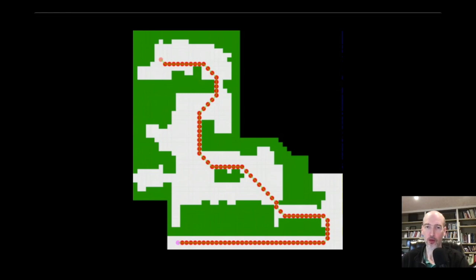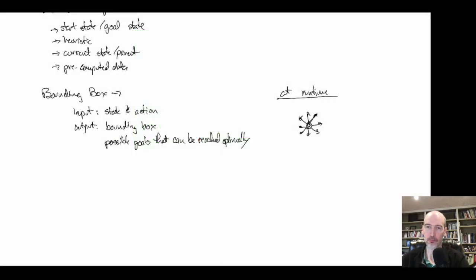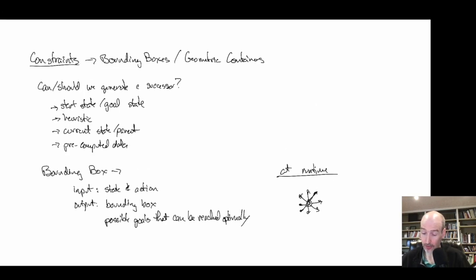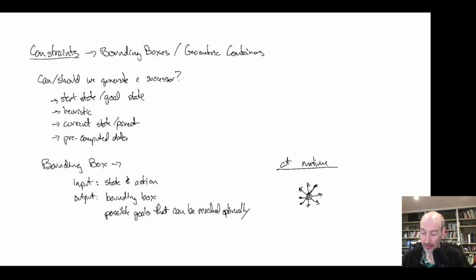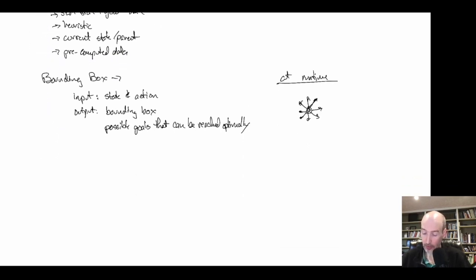But overall, just to summarize here, we've seen in this short video the idea of introducing constraints. Constraints tell us whether or not I should generate a successor based on some information. For bounding boxes, the input is going to be the state and the action I want to take. We're going to get back a bounding box. And at runtime, I'm going to ask for each of my actions relative to the goal. So we have some goal here.